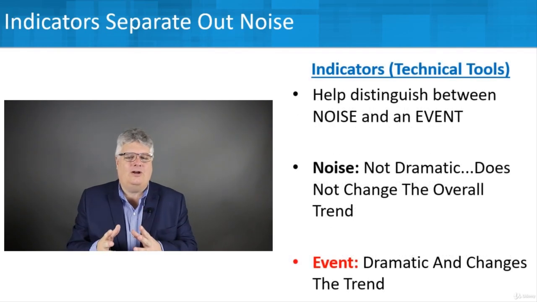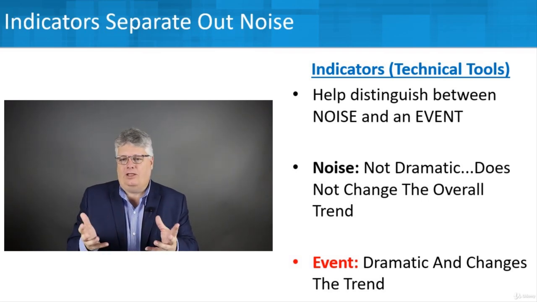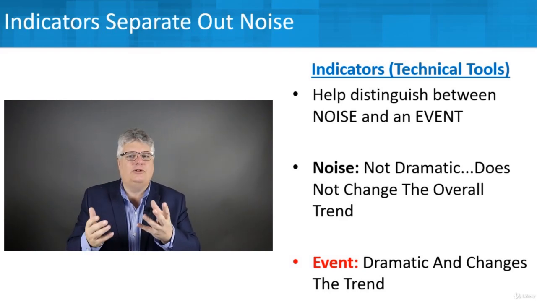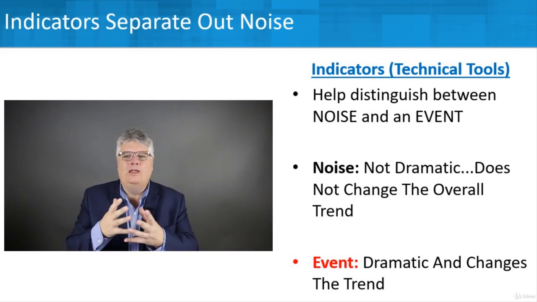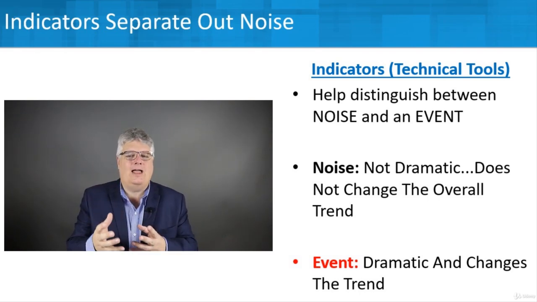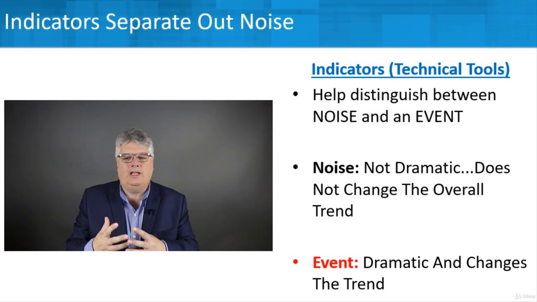So indicators at their heart are technical tools that help distinguish between noise and an actual event. Okay, so what is that? An actual event is something that's real, something that's happened either with a company or an organization or a currency or globally, whatever it might be. Something's happened in a broader sense or specific to that security. And it's a real live event that's going to make a change to trends, whether they're going up or down or sideways. Something is a real change.